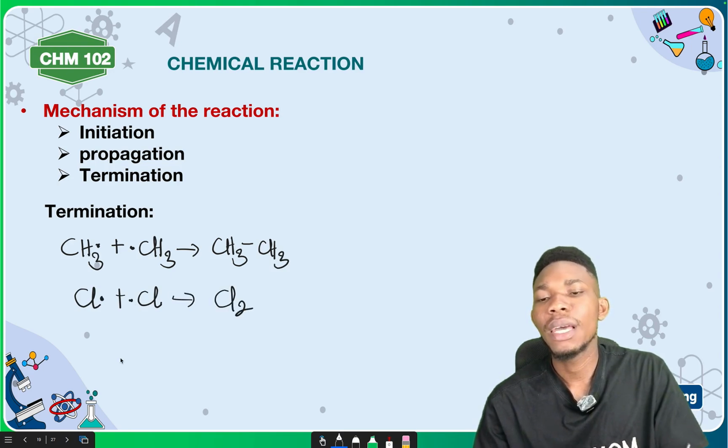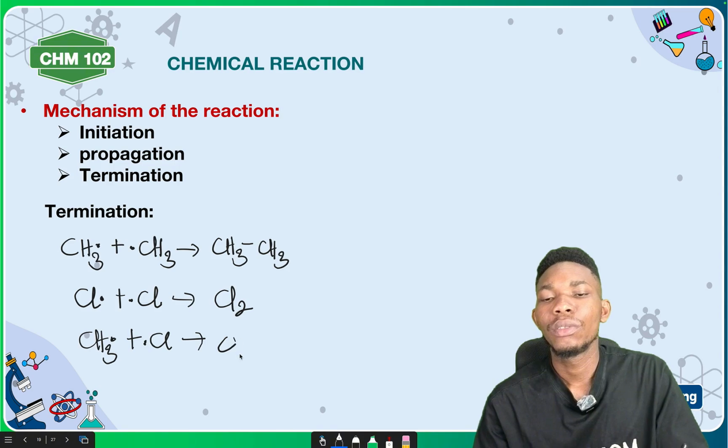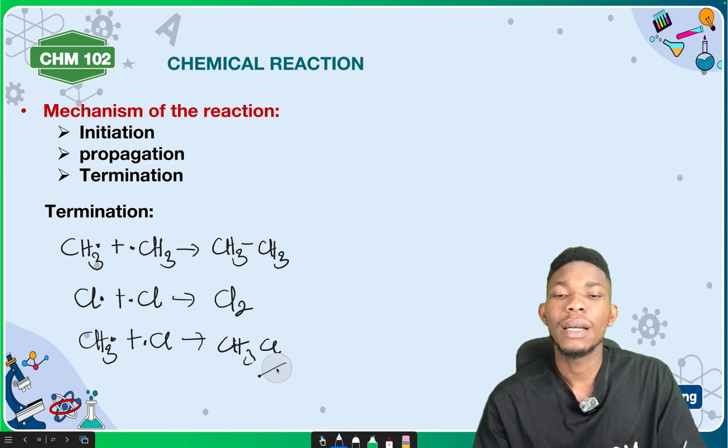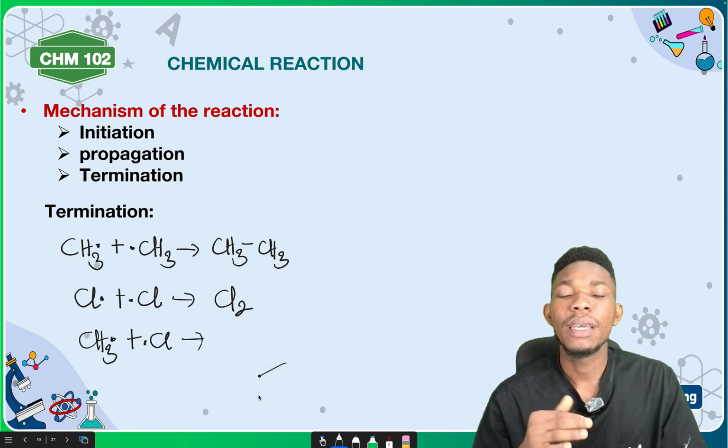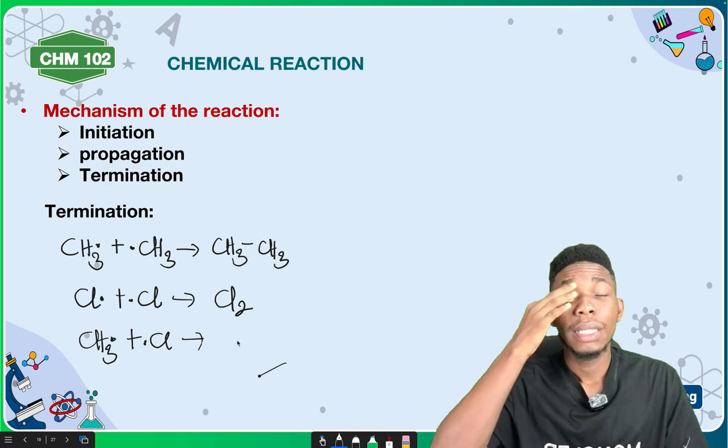initiation, to form Cl2. It could also be a CH3 radical plus a chlorine radical to form CH3Cl. Is that okay? Let me just, to form CH3Cl. Is that okay? That one is a termination step.